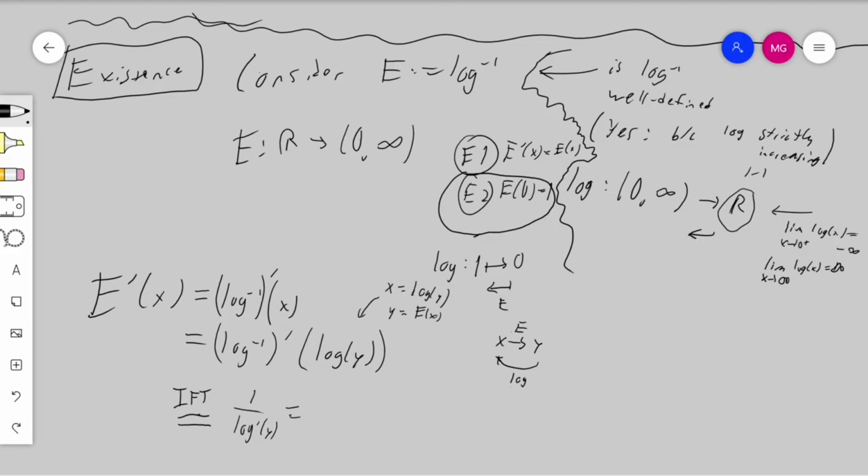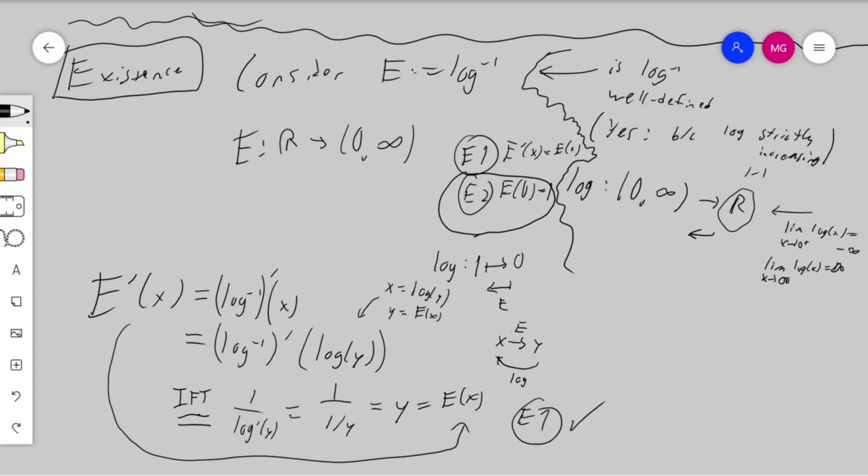So now we know what the derivative of log is, so we can do some more simplifications. The derivative of log is 1 over y. So what we have then is 1 over 1 over y, or in other words, y, but y is nothing more than e of x, as we've just mentioned. So in total, combining all these chains of equalities, we have that e prime of x is equal to e of x, and this establishes property E1, which we wanted to show.